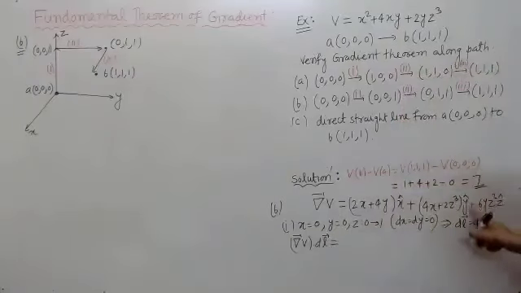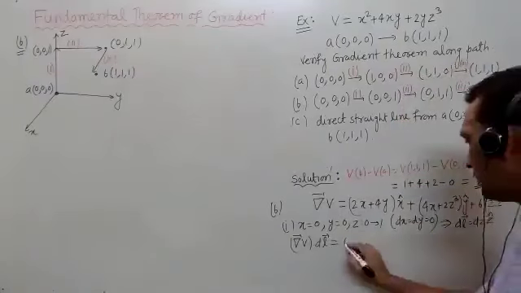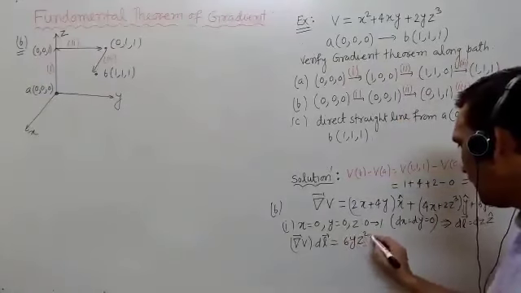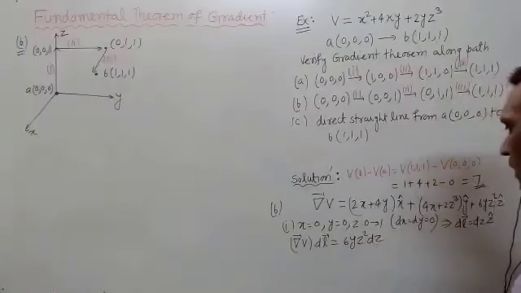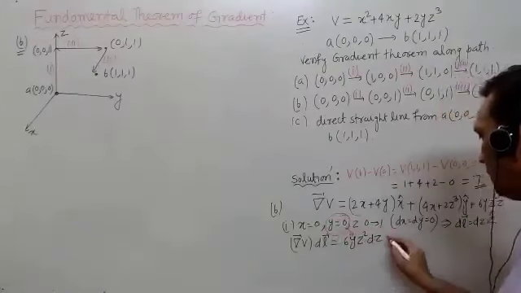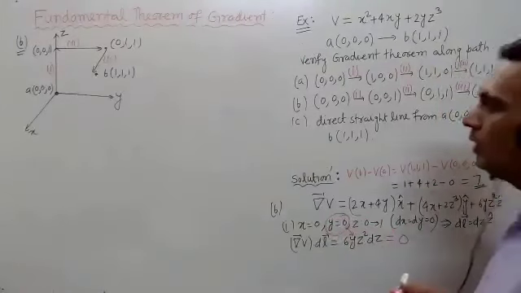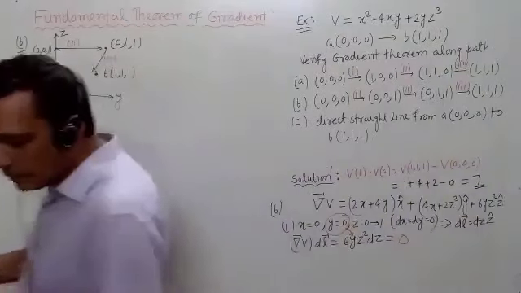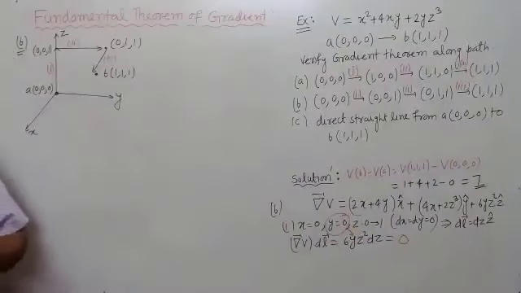Gradient V dot dl is simply the last term, which gives you 6y z square dz, and you can see y is 0. So put y equal to 0, and this integral will be 0. So along segment 1, the line integral will be 0.